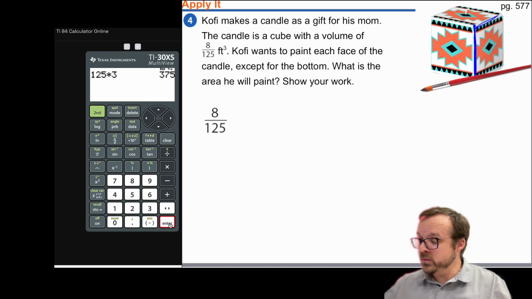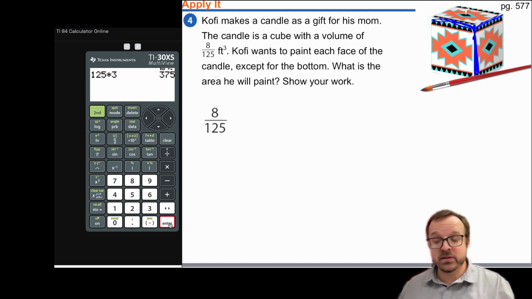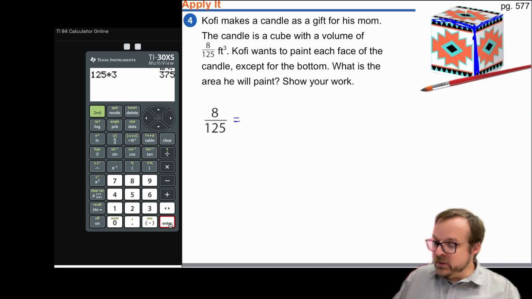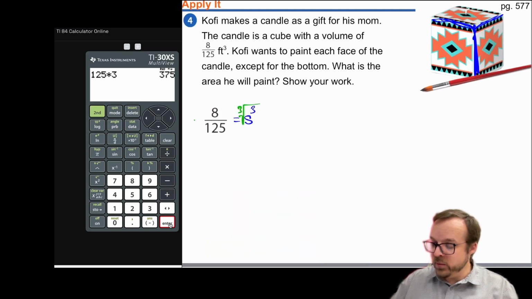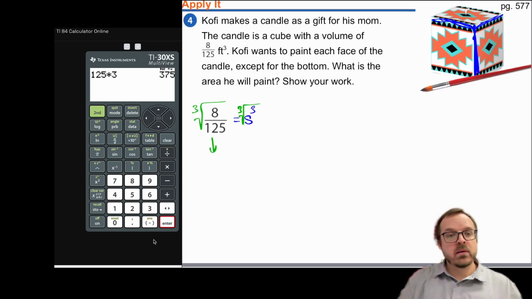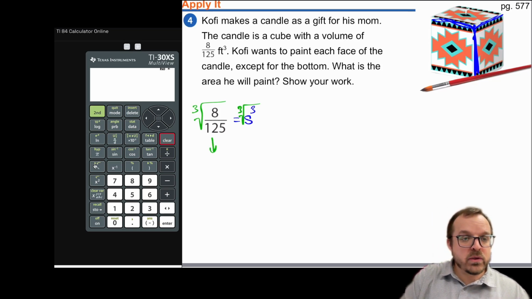Remember that volume is each edge times the edge times the edge, right? Length times width times height would give us volume. In a cube, all those are the same. So if you want to think about it this way, I'm just going to call it the side. The side cubed would give us this volume. To undo that cube, we just take the cube root of both of these. And you can do this in your calculator. But over here in your calculator, we want the cube, right? So not square root, but cube root.